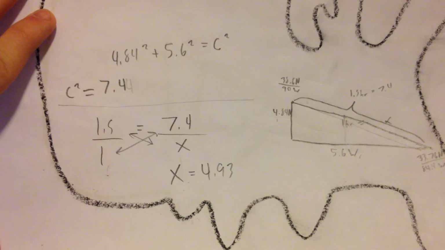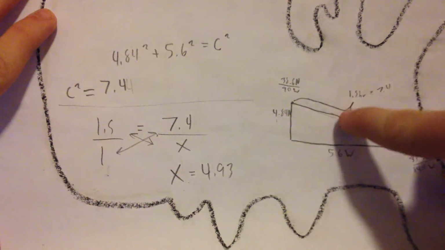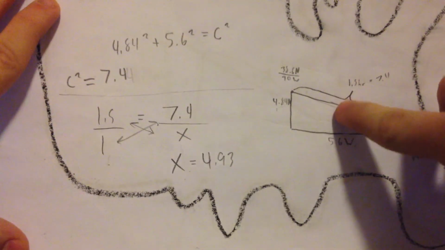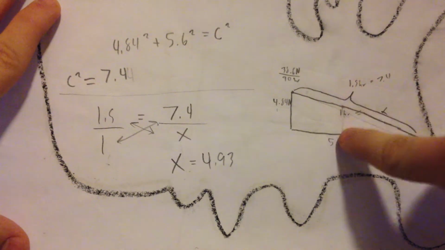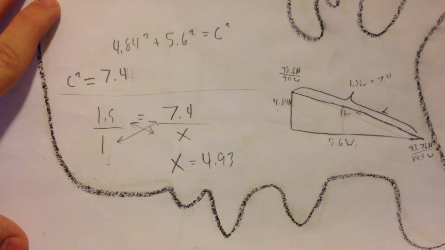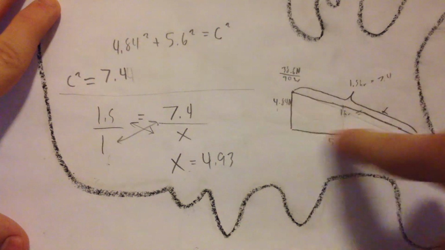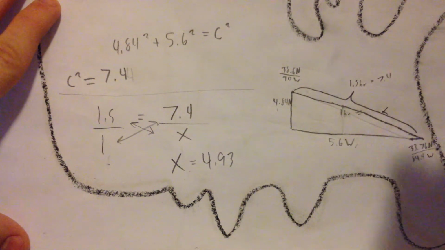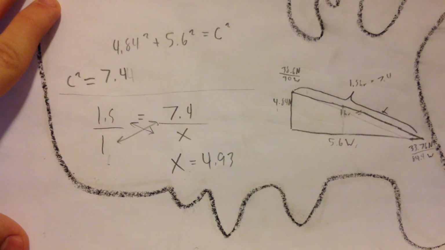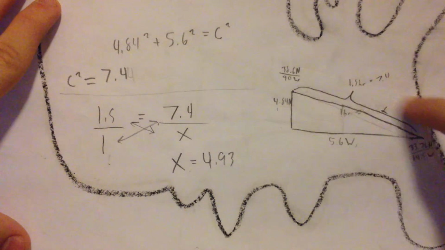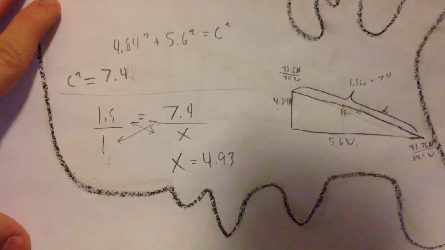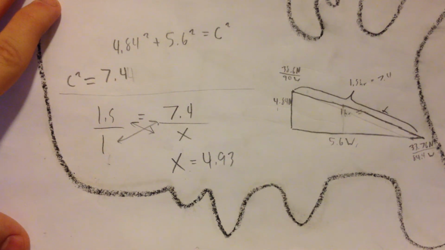Now next, we can make the triangle at the 1 hour point. We can make a triangle out of that, which is similar to the triangle that we originally found, due to them both sharing the same angle here and being right triangles. So what we can do is 1.5 over 1 is equal to 7.4 over x. After solving that, we get that x equals 4.93.